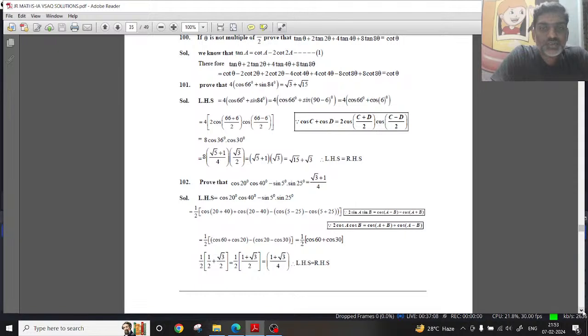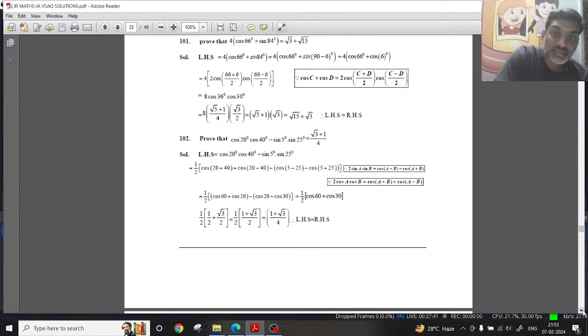Next 102, cos 20, cos 40, sin 5, sin 25. Okay, sin and cos are there, but everything is not alike. Apply the 2 cos a cos b formula, cos of a plus b plus cos of a minus b. Apply the 2 sin a sin b formula, cos of a minus b minus cos of a plus b, and simplify, right?